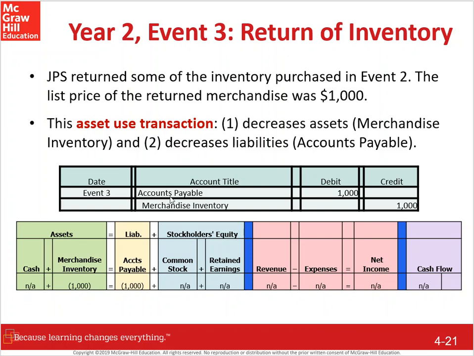We're going to debit accounts payable, making our liability go down. We don't owe them as much anymore. And we're going to credit merchandise inventory, making it go down. We don't have as much stuff anymore. So we have an asset use transaction. Both sides of the equation are going down. Still no cash flow because remember the purchase was on account and therefore the return is also on account. So again, event three is literally the opposite of event two.